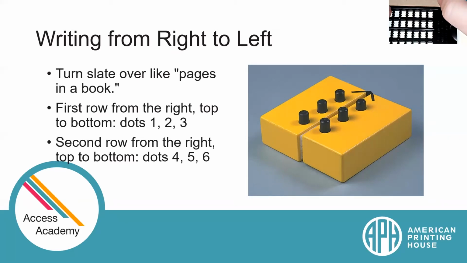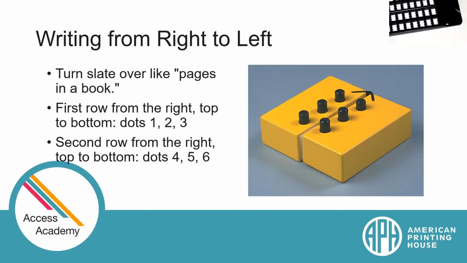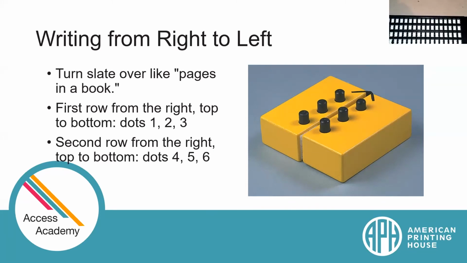When we read English and Braille, we read from left to right. When we write in Braille with a slate and stylus, we write from right to left. Think about how those words help us. We write from the right. After we write with the slate, we turn it over like a page in a book. That movement allows us to read the letters that we were writing in the correct position from left to right.